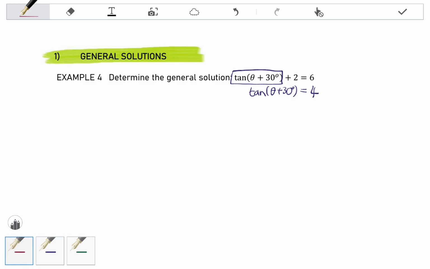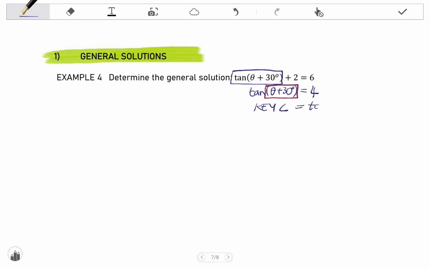Now, I'm going to point this out again. This whole theta plus 30 degrees is the angle. Until we get to the general solutions in the quadrants, we do not touch that angle. You don't do anything to it. Now that I've isolated the trig function, I need to find the key angle, so I'm going to use shift tan of 4.